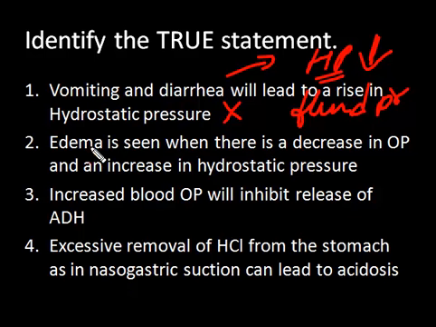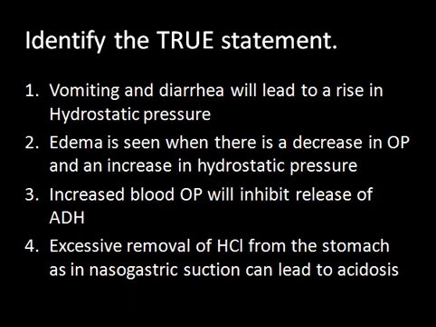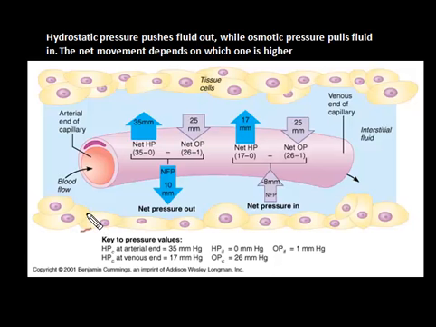Let's look at the next one, which says edema is seen when there is a decrease in osmotic pressure and an increase in hydrostatic pressure. Now this is a true statement, and again, if we look at this image here, this is a very nice image which kind of explains hydrostatic and osmotic pressure. So here we are looking at a capillary, where it is close to the tissue cells, and this is the extracellular interstitial fluid space, or extracellular space here. So this is the arterial end of the capillary, and this is the venous end of the capillary.